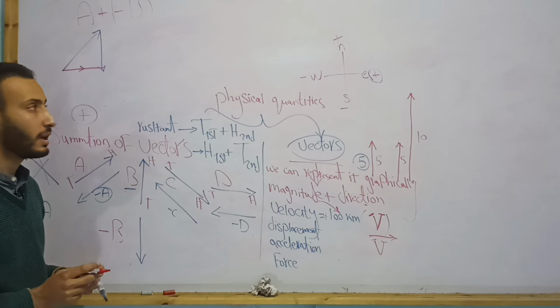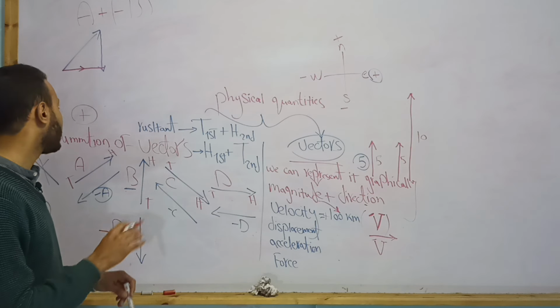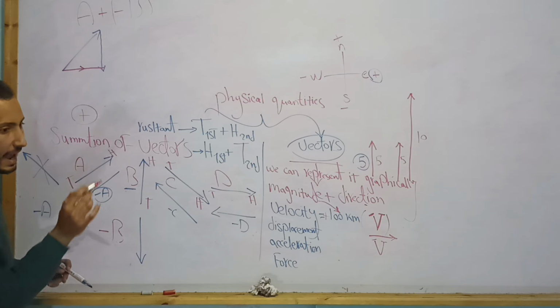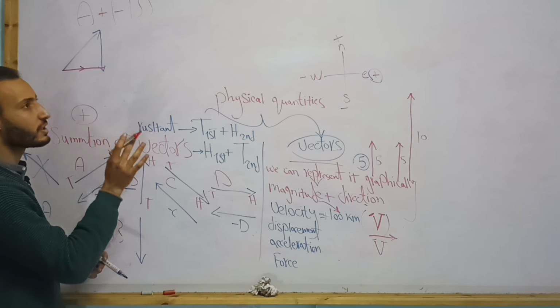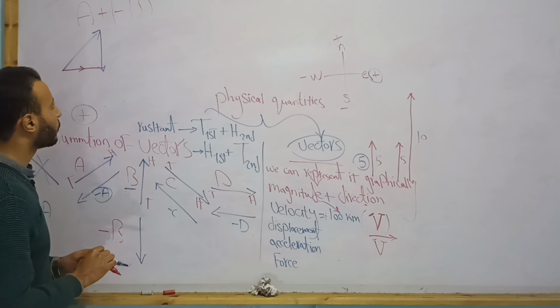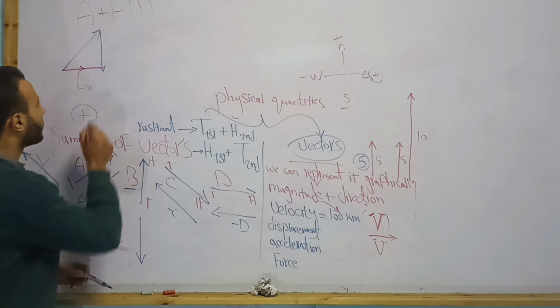How is the question coming at this point? How is he going to ask me at this point? Okay, he is going to ask me about the resultant. He's not going to ask me about these directions or these vectors. He needs this one. Okay, this is the resultant.